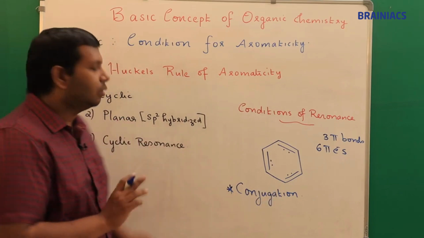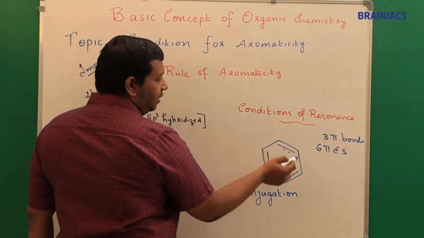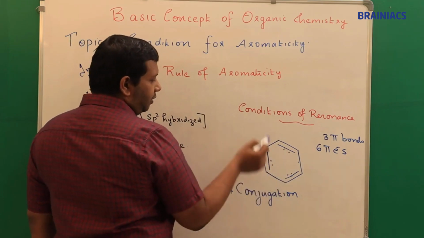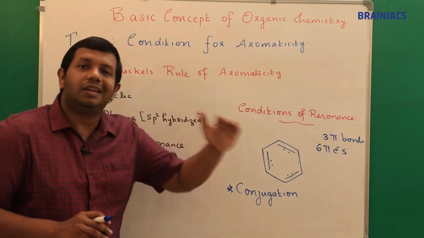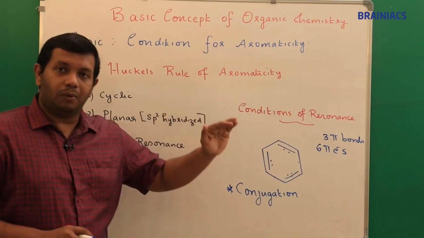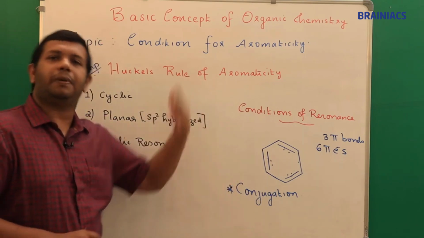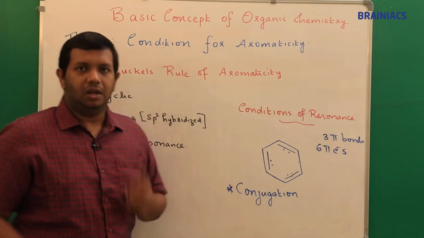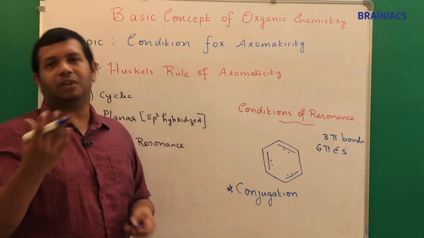Let me explain. Conjugation means, if you see here, here is a pi bond, then a single bond, then a pi bond, then a single bond, then a pi bond, then a single bond. So this alternating nature of pi bond, single bond, pi bond, single bond, pi bond, single bond is called conjugation. Now, if conjugation is present, how will it give rise to resonance?